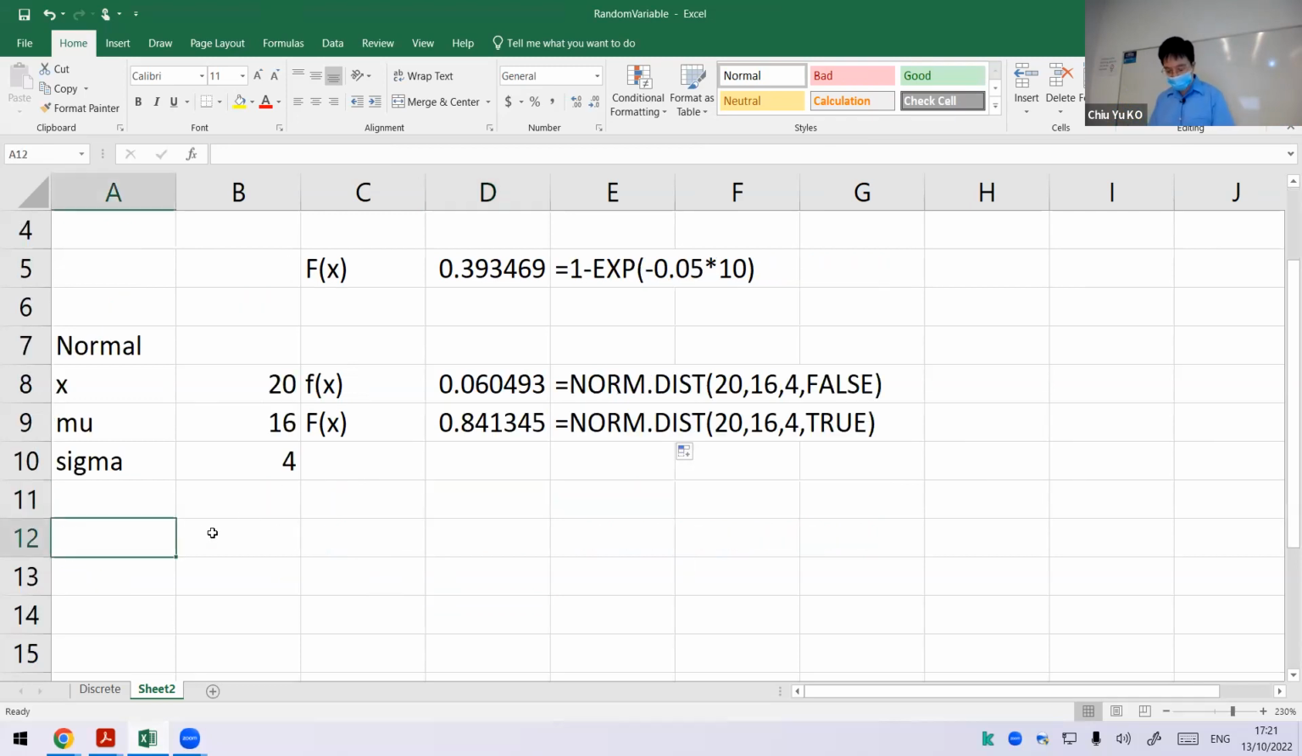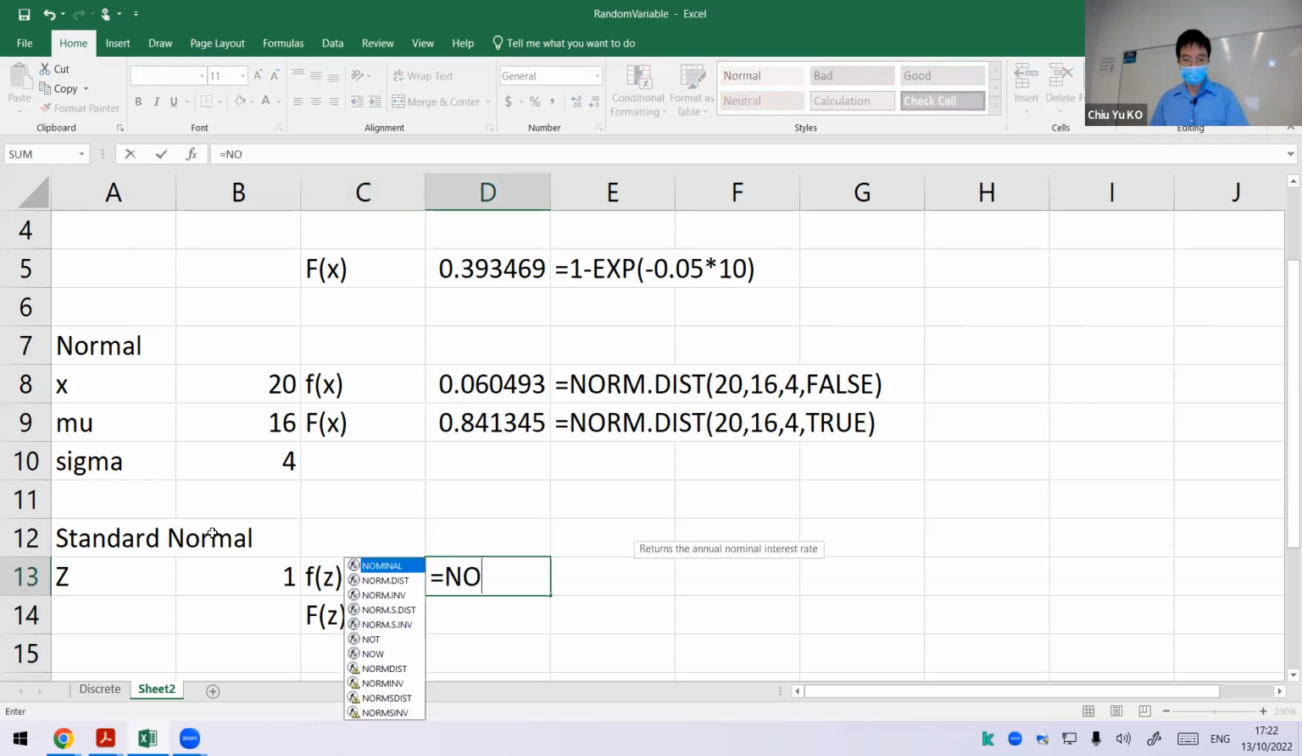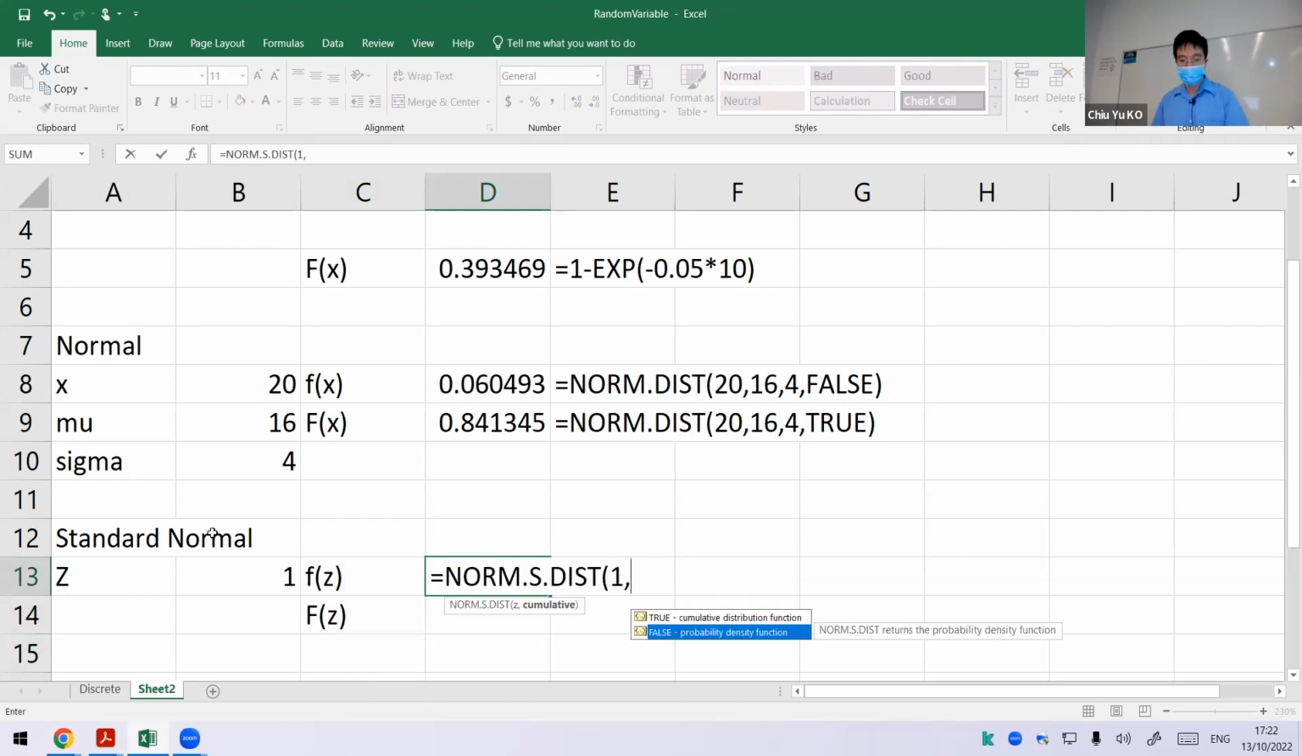And let's do the standardized normal. Standard normal is just Z, right? Just one, need not do anything, right? F of Z and F of Z. Okay. And because there's no parameter to put in, that's very simple. Just NORM.S.DIST, and you put 1 and cumulative false. That gives you the small f.